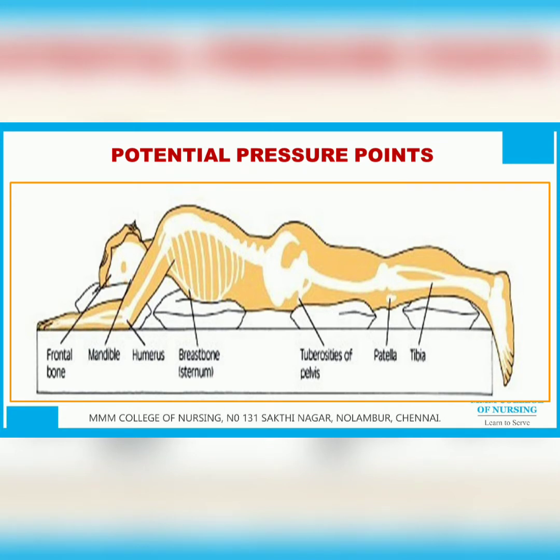Potential pressure points: frontal bone, mandible, humerus, breastbone, tuberosities of pelvis, patella and tibia.